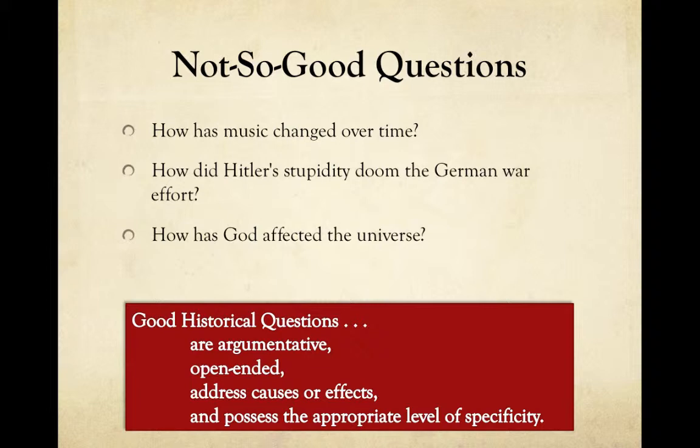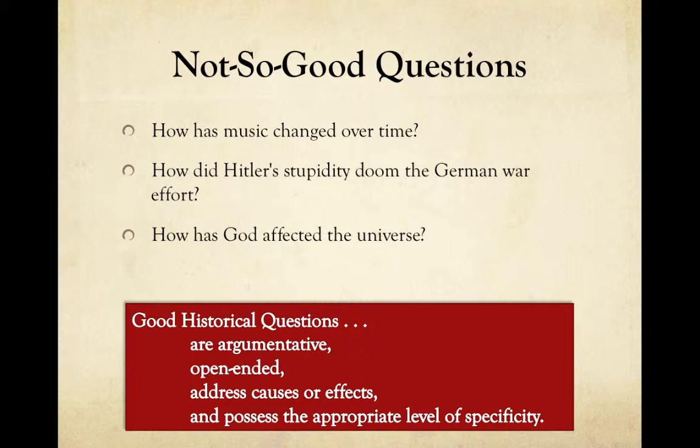That second item, we get something like that quite a bit, where the students are building an assumption into the question, so it's not particularly open-ended. How did Hitler's stupidity doom the war effort? We all understand that just asking that question means the kids are only going to go out and look for evidence of Hitler's stupidity, as opposed to asking how did Hitler affect the German war effort, where they could still conclude that he was being stupid and that it caused problems. But still, it leaves it more open-ended for more information.